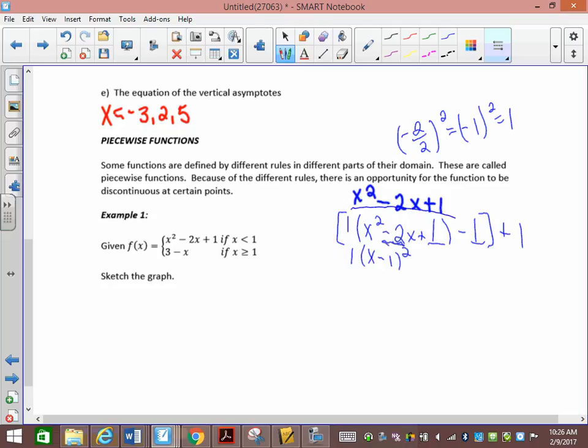Then you'd have to remember to multiply these, but because it's a 1, it doesn't affect it. But if it was anything other than a 1, like a negative or 7 or something, it would. Then we get negative 1 plus 1 is just 0. So you could put a plus 0 at the back, or you don't have to put anything. So my vertex is at 1 and 0.